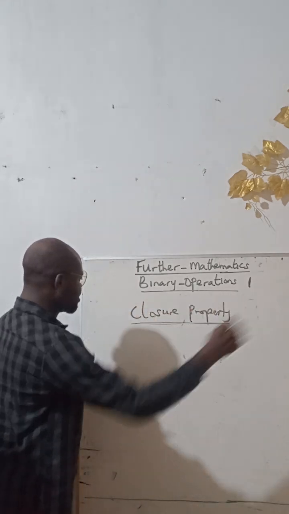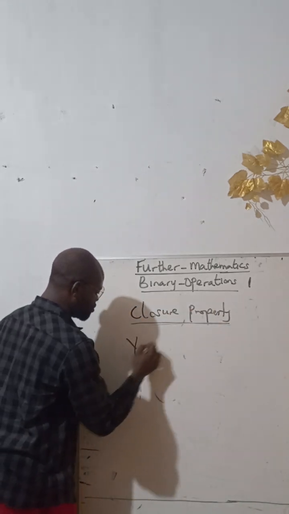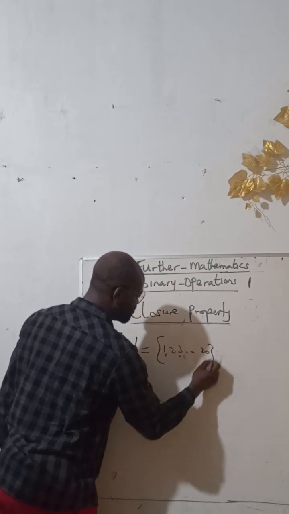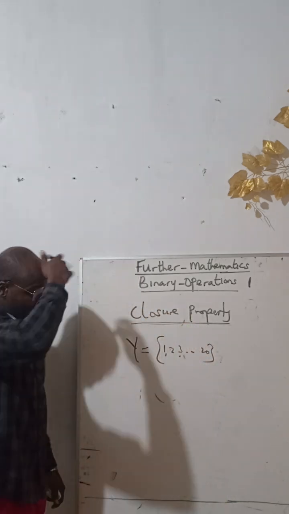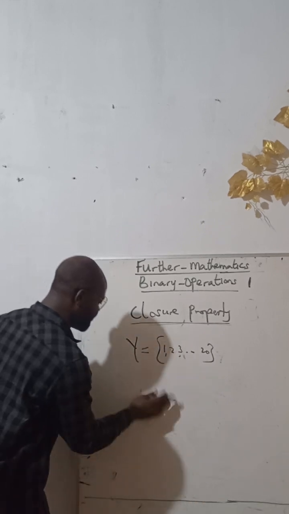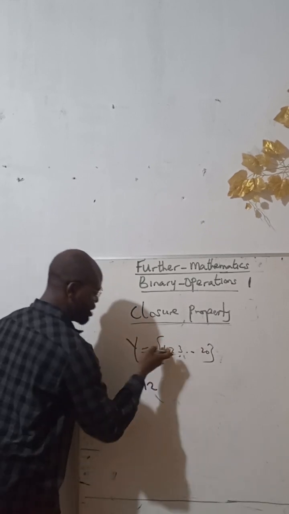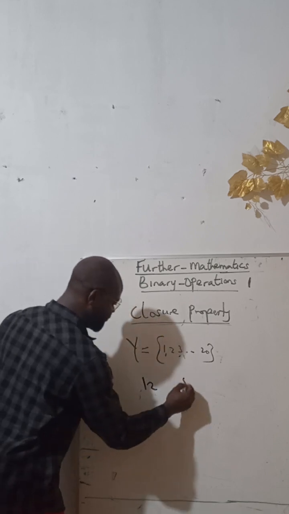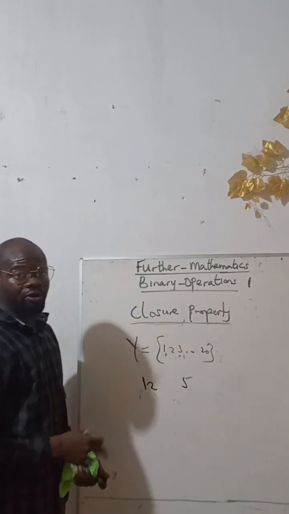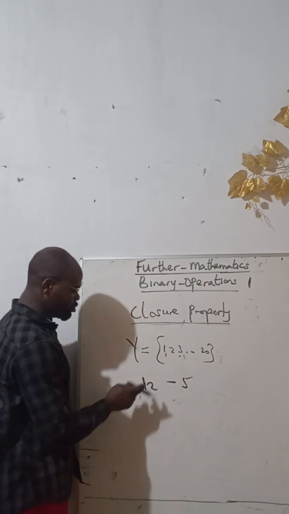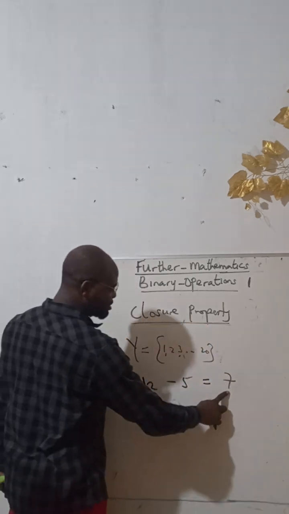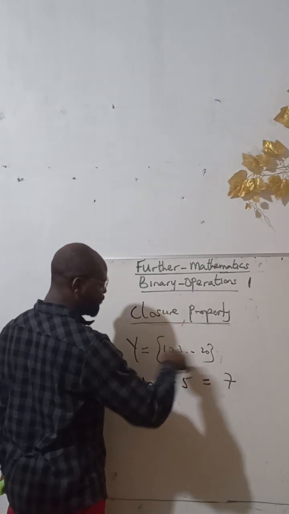Let's say we have set y equals 1, 2, 3, up to 20. And then I bring out two different elements from it. Let me bring out 12 from here, and let me also bring out 5, for example. Now let me perform a subtraction operation. That's minus. 12 minus 5 is what? It's 7. This is my result. Can it be found here? Yes, 7 can be found in this set.